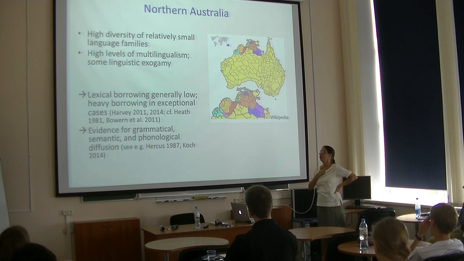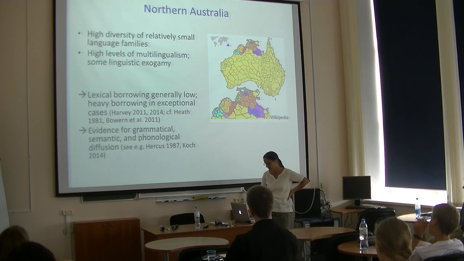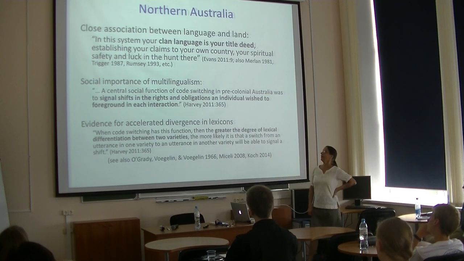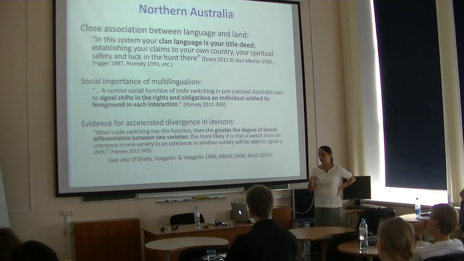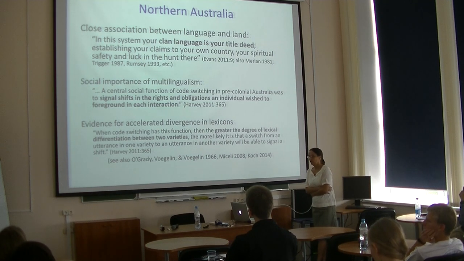And there's some evidence for structural diffusion, although this is an area that I think probably needs more work. So what else is going on in Australia? One difference that seems to be particularly interesting between Australia and Amazonia is that in Australia there seems to be more of an emphasis on the association between language and land. So in Amazonia this is relevant to a certain degree, but it's not very strong. In my experience, at least, it's not very strong, at least in the areas that I'm familiar with.